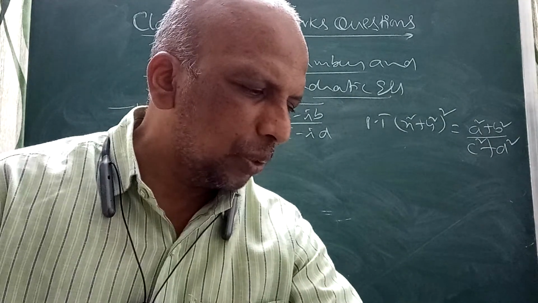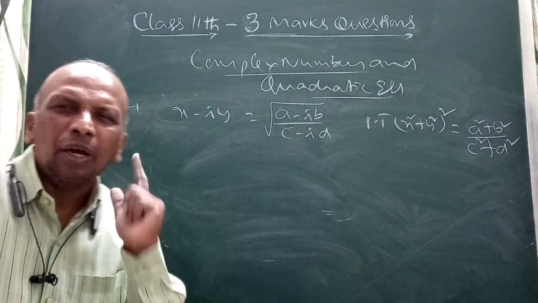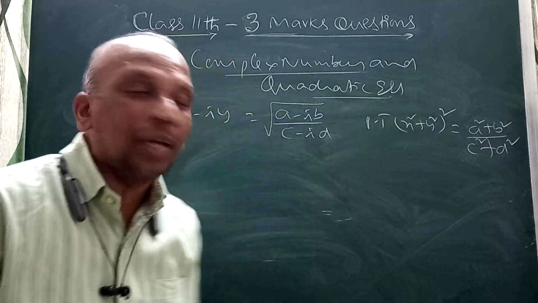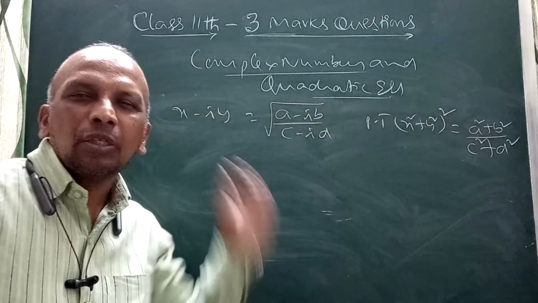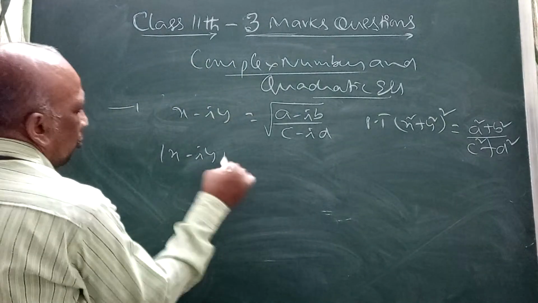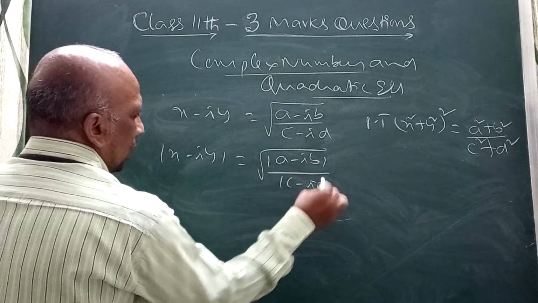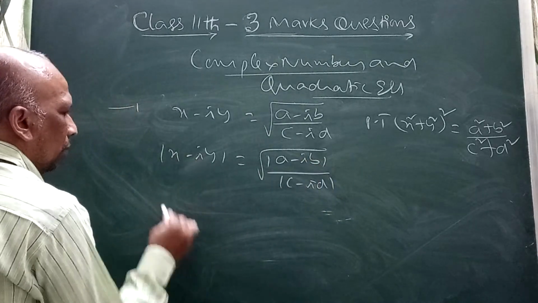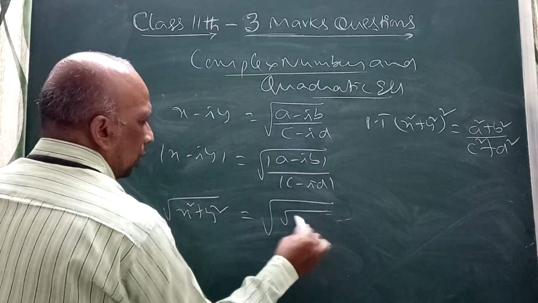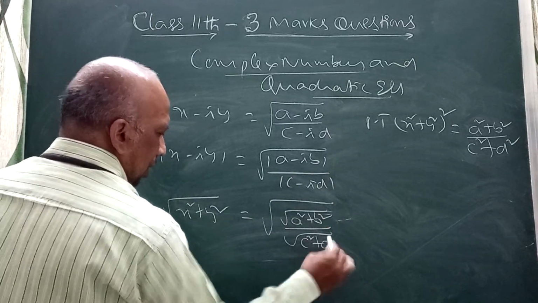I'm talking about 3 marks questions only, right? See, when they're asking this for 3 marks, you can think here also. You see the answer, a square plus b square by c square plus d square. When do we get a square plus b square? Modulus. Apply mod straight away on both sides. If we use mod on x minus iy equals root of a minus ib by c minus id, this will become root of x square plus y square equals root of a square plus b square by root of c square plus d square.